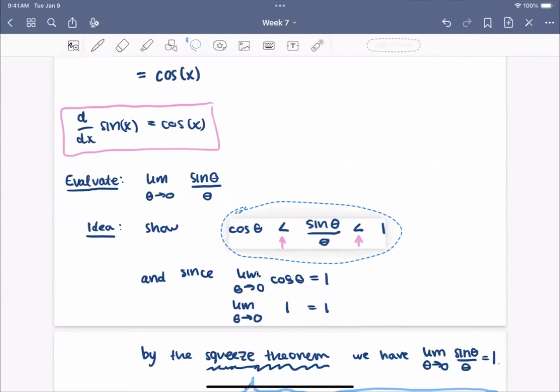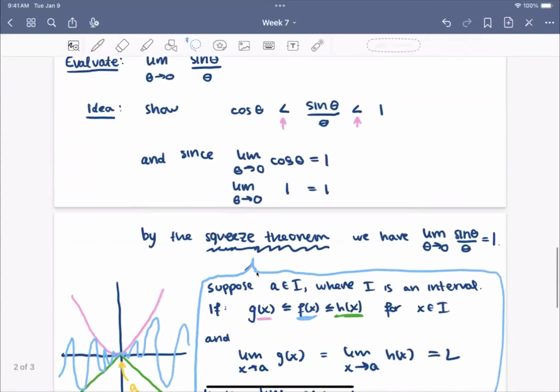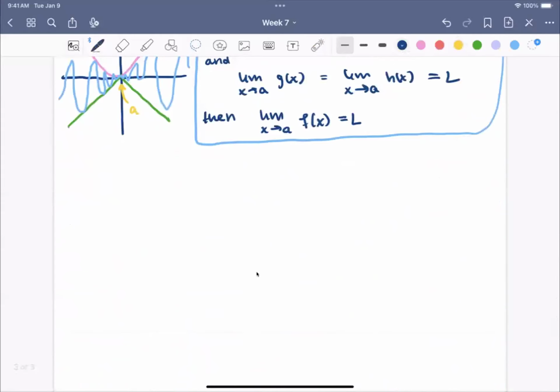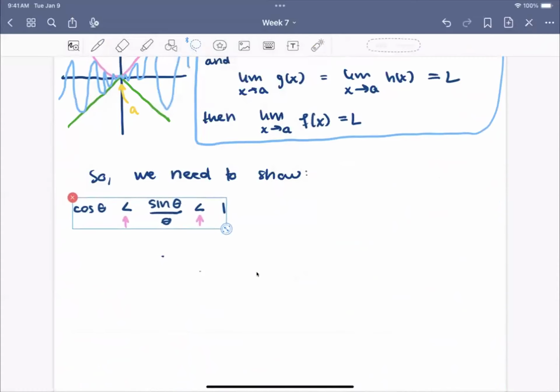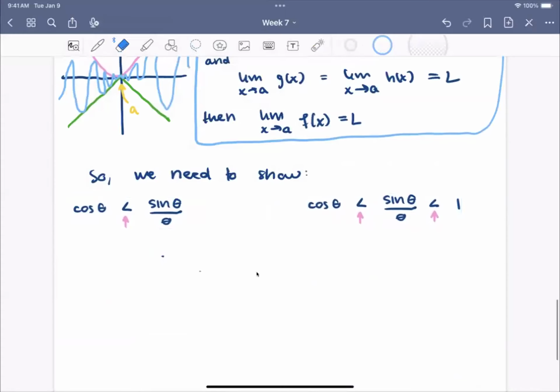So let me just copy this. Okay, so we need to show, we have two things to show. One is the left inequality and the other one is the right inequality. And I'll just do them side by side here.